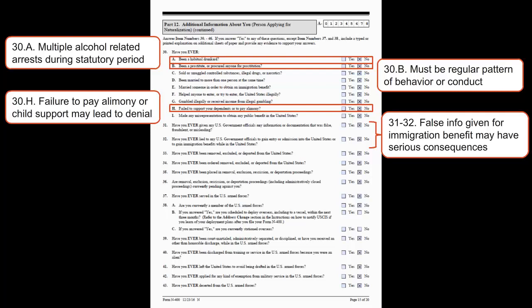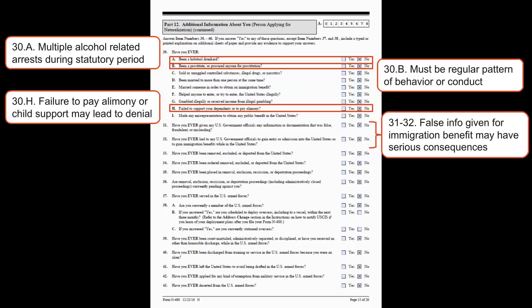Question 30B asks about prostitution. This must be a regular pattern of behavior or conduct. The key word is pattern, so a single offense of solicitation may still be okay. Again, any criminal convictions should be reviewed by the immigration attorney.